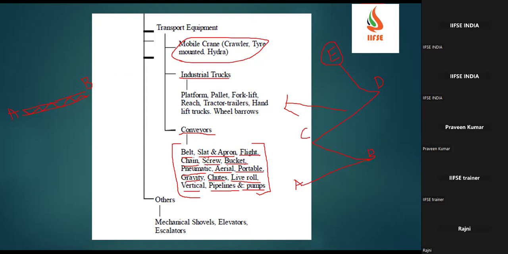If you see in the conveyors, there are different types: belt, slat, apron, flight, chain, screw conveyor, bucket, pneumatic, aerial, portable, gravity, chute, live roll, vertical, pipelines or pumps. These are the various types of conveyors. We will be very familiar with belt conveyors, screw conveyors, bucket conveyors, even chutes, and live rollers.